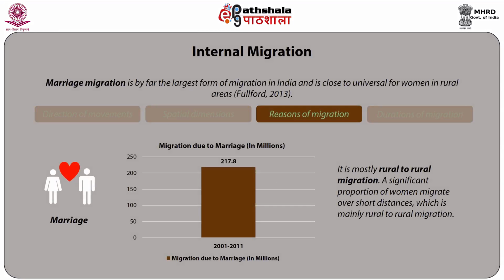Marriage migration is by far the largest form of migration in India and is close to universal for women in rural areas. Around 217.8 million women in India moved to live with their husband's family on marriage in the last decade, according to the 2011 census. It is mostly rural to rural migration. A significant proportion of women migrate over short distance, which is mainly rural to rural migration.